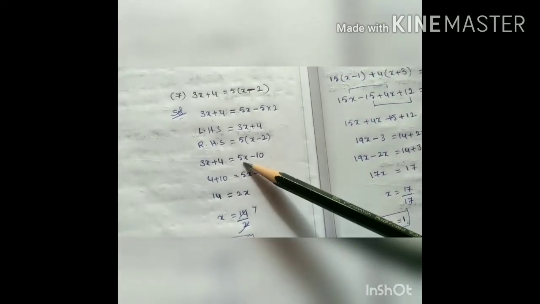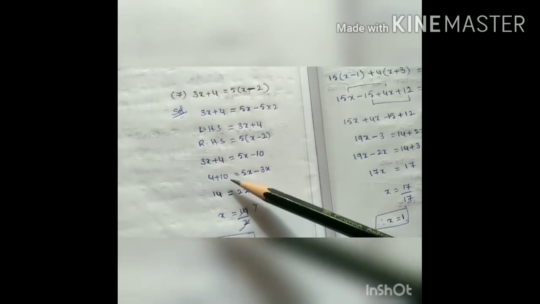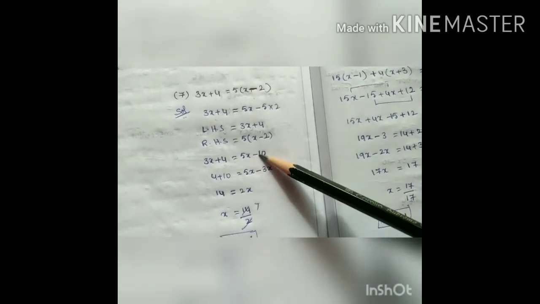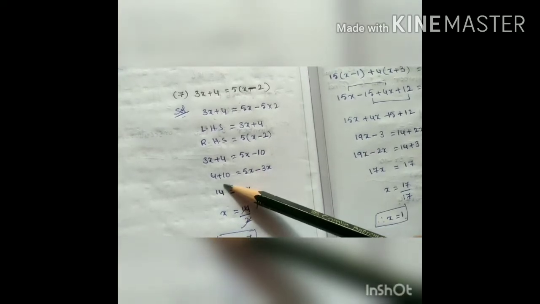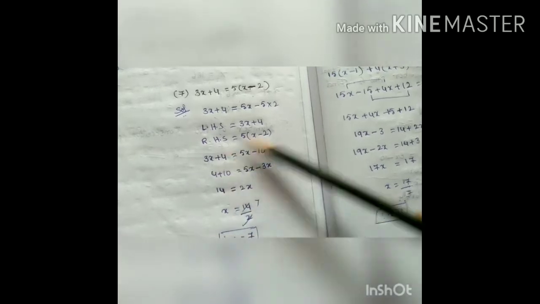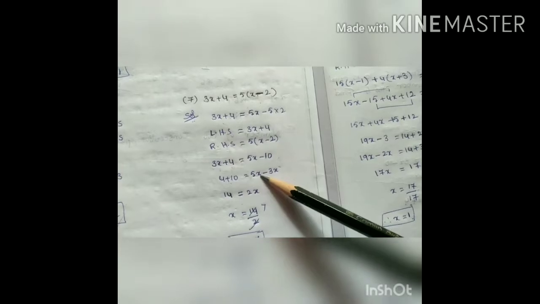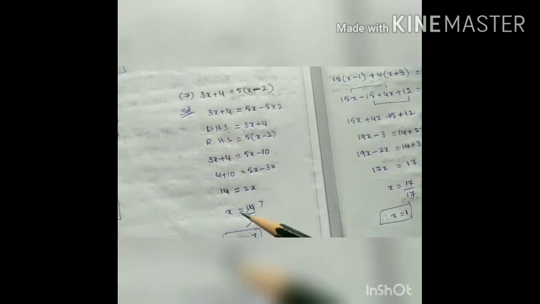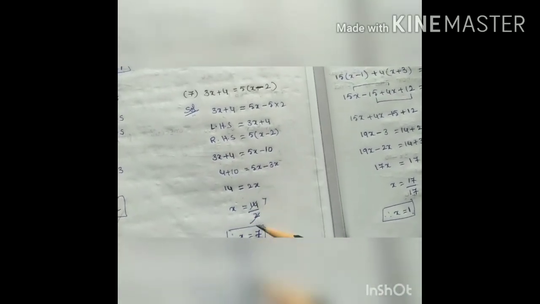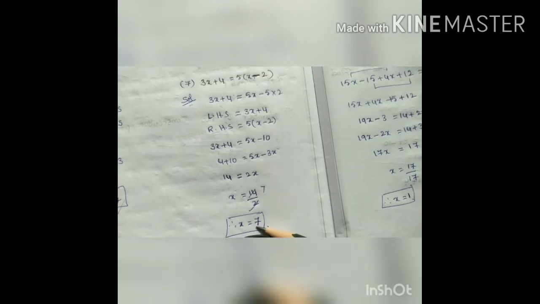Then I will write the constant values on one side and the variable values on the other side. So the 4 here is a negative quantity when moved, so it becomes positive: 4 plus 10 equal to 5x minus 3x. 10 plus 4, 14, equal to 5x minus 3x, 2x. So x equals 14 by 2. 2 times 7 is 14, 7 times possible. Therefore x equals 7. Next question.